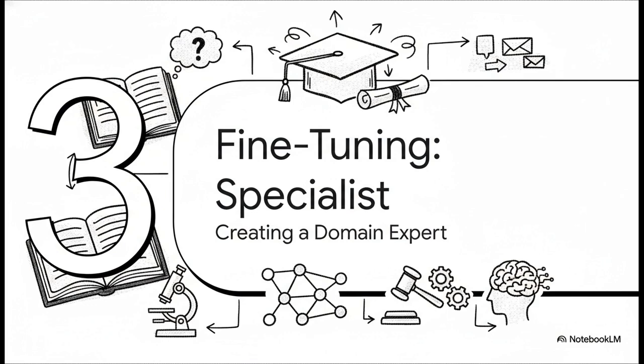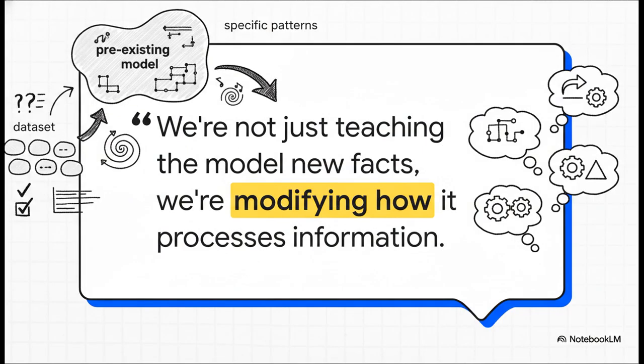Okay, on to our second technique, fine-tuning. Now, if RAG is the open book exam, think of fine-tuning as sending your AI to grad school to become a specialist. You're not just handing it new books to read, you are fundamentally retraining it to be an expert in one specific subject. This quote nails it. With fine-tuning, you're not just adding facts.